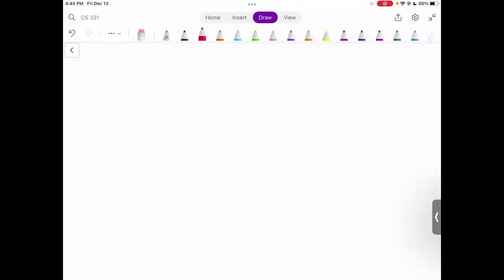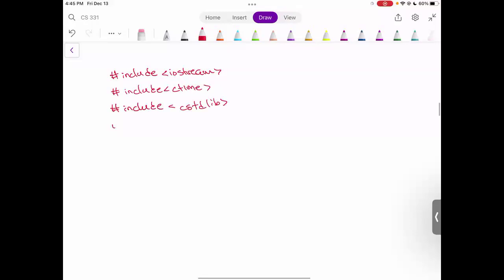So we'll say our basic #include iostream, #include ctime, #include cstdlib, and using namespace std. I don't know if they'll make you do all of this on the exam, but this one says write a complete program, so you would have to. If it just says write the function, then you can just write the function.